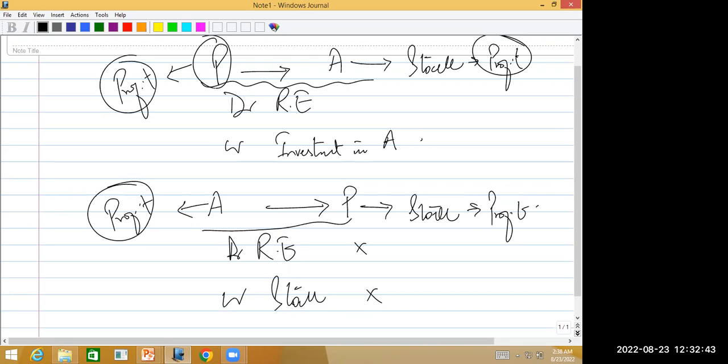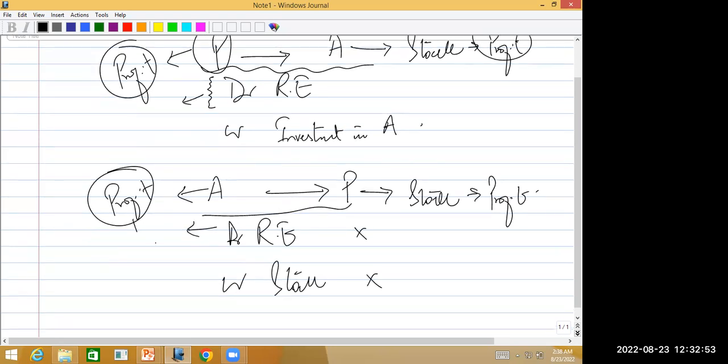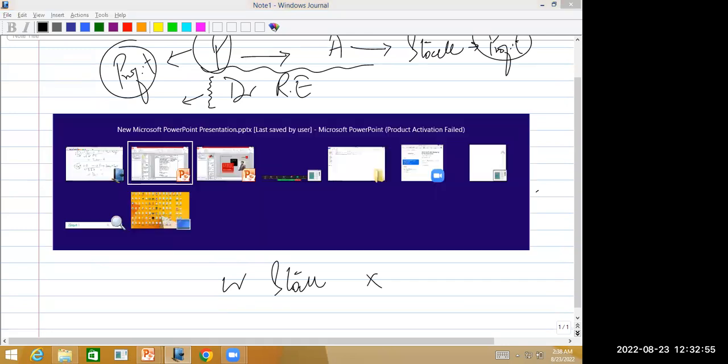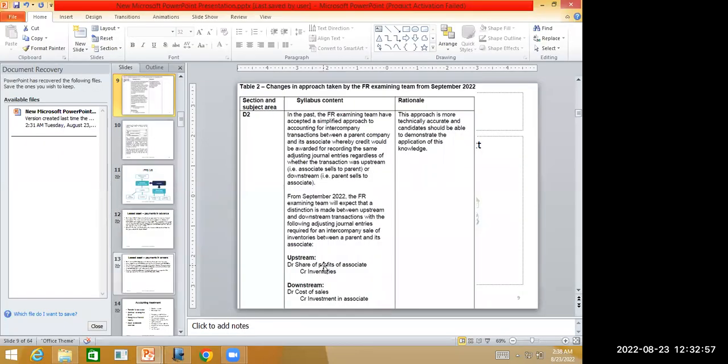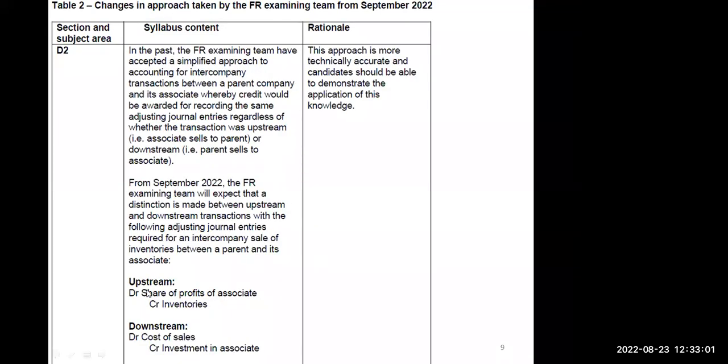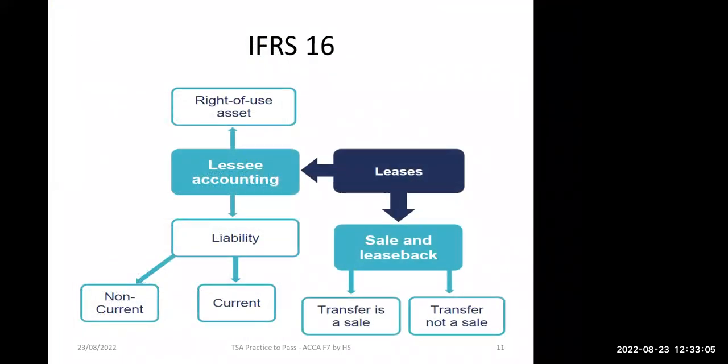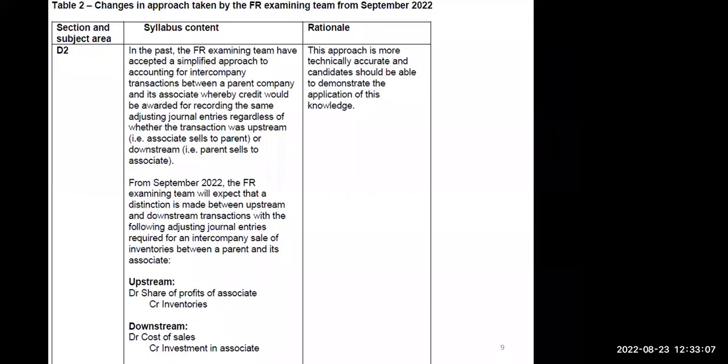Now, when we talk about the income statement, which elements of the income statement will be affected by this accounting entry? The examiner has clarified in this upcoming change that whenever the associate company sold goods, can you see the adjustment?